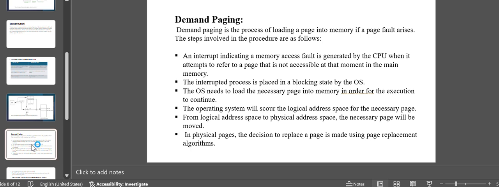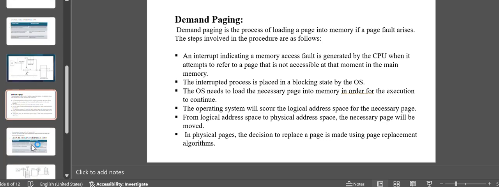The interrupted process is placed in a blocked state by the OS. The OS needs to load the necessary page into memory in order for the execution to continue. The operating system will search the logical address space for the necessary page. From the logical address space to the physical address space, the necessary page will be moved into physical pages. The decision to replace a page is made using a page replacement algorithm.